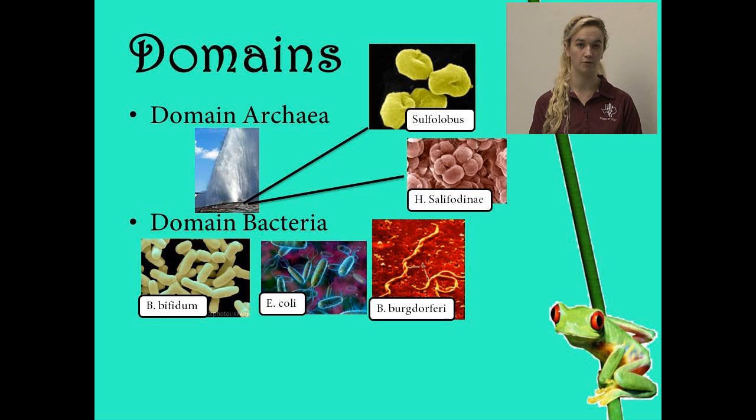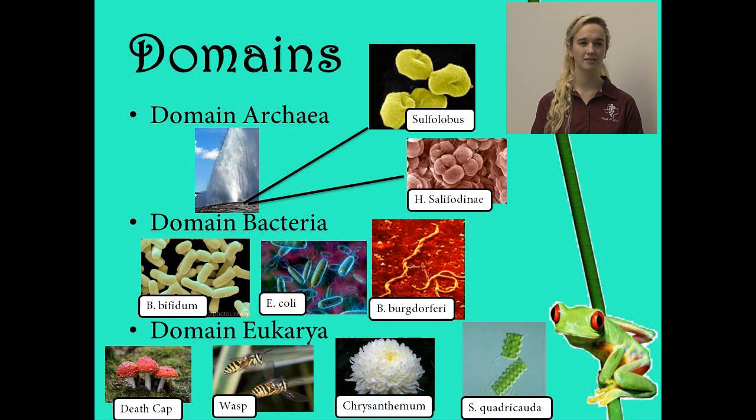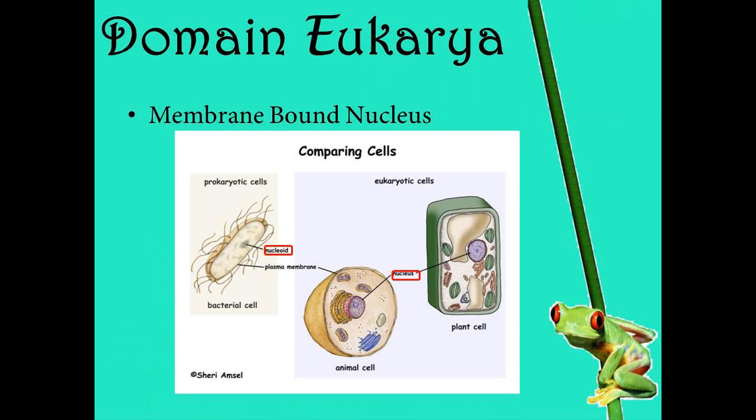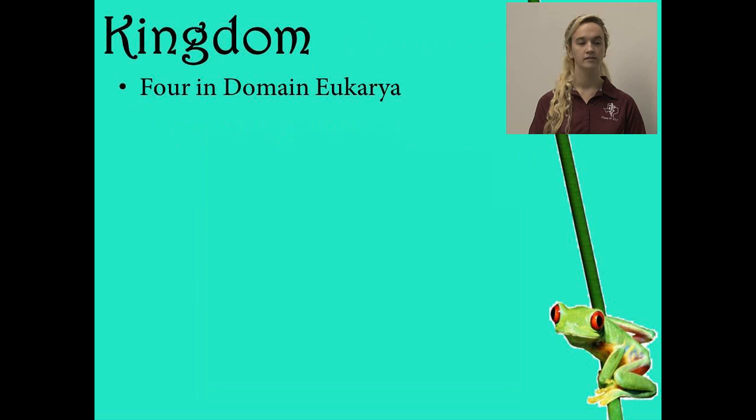The last domain is domain Eukarya, and these are the things we more commonly think of as being alive, like death caps and wasps and chrysanthemums and this protista. We are going to focus on that domain, but first, what are the things that make an animal or an organism fit in the domain Eukarya? What makes them different from bacteria or archaea? That would be a membrane-bound nucleus. You can see this picture of a prokaryotic cell, which the archaea and bacteria are. It only has a nucleoid area. It doesn't have a membrane around the nucleus, and these eukaryotic cells have a membrane around the nucleus. So everything we're going to talk about from here on out is in the domain Eukarya, and they will all have a membrane-bound nucleus.